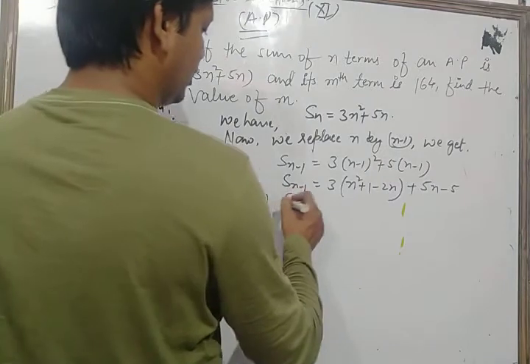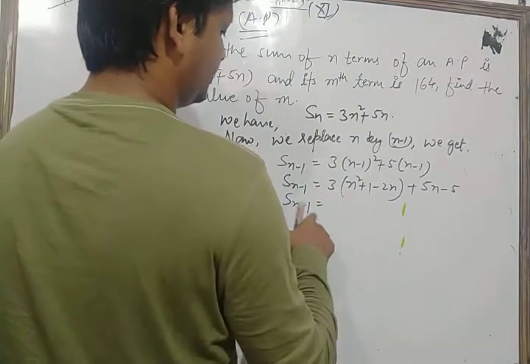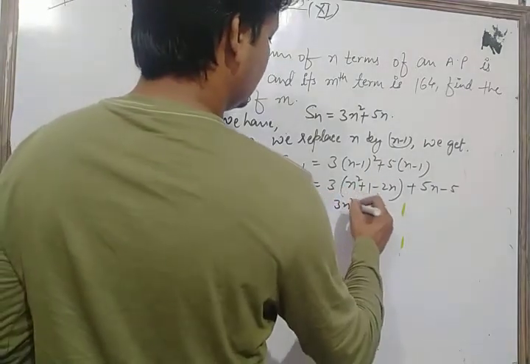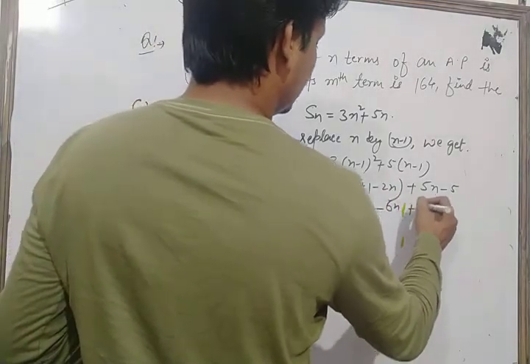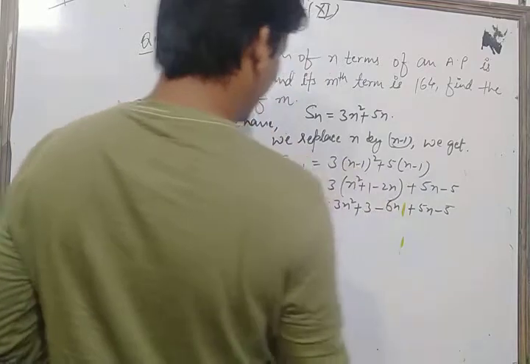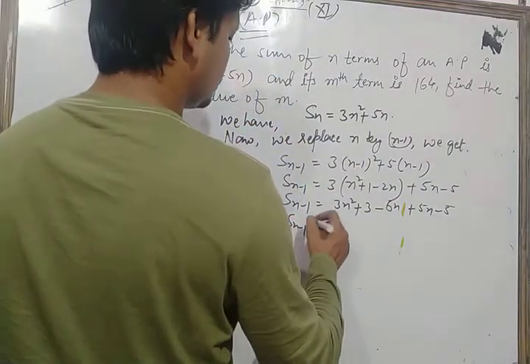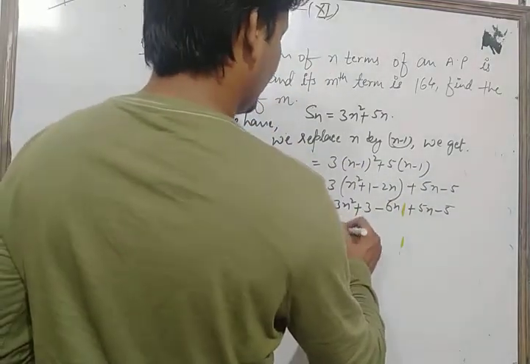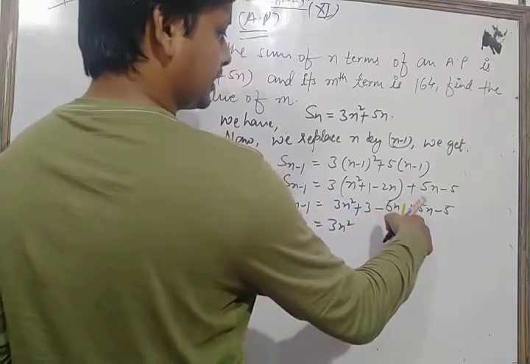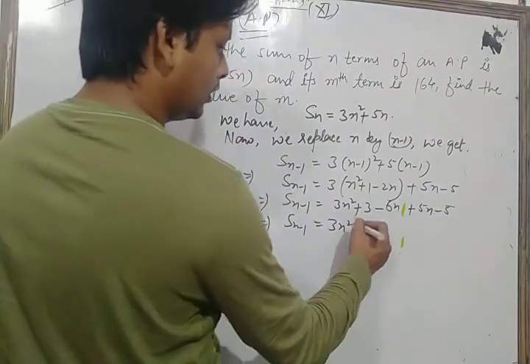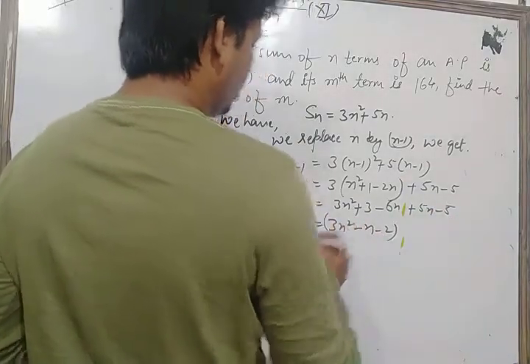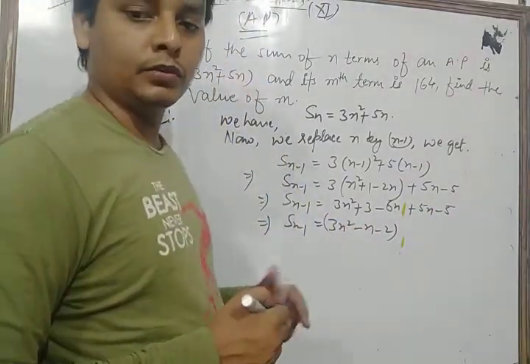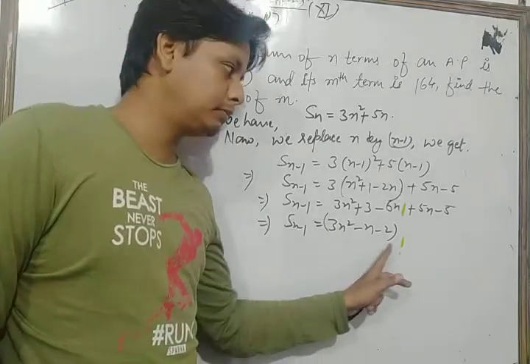Now we have S(n-1) is equal to 3n² + 3 - 3n, minus 3 times 2 is 6n, plus 5n - 5. So what is S(n-1)? 3n² - 6n + 5n, that is -n, and 3 - 5, that is -2. So the value of S(n-1) is 3n² - n - 2.